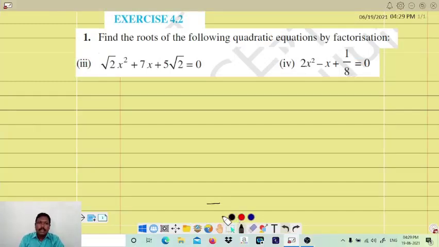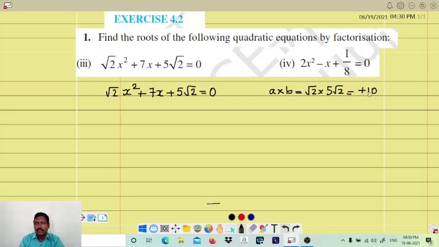Now let us do question number 3. Root 2 x squared plus 7x plus 5 root 2 is equal to 0. So we can write the product a into b is equal to root 2 into 5 root 2, see this all are positive. So root 2 into root 2 is 2, 2 into 5 is 10. So it will be positive 10.